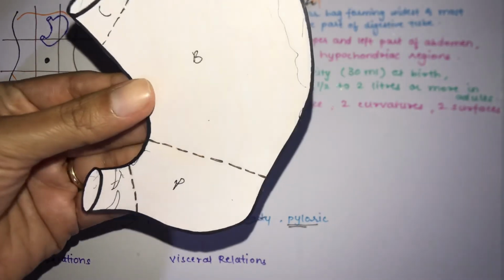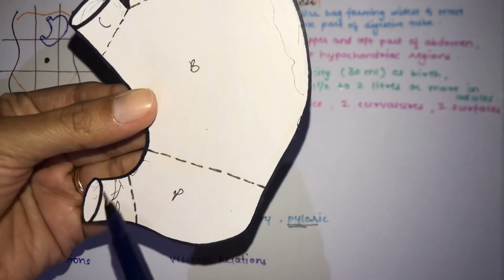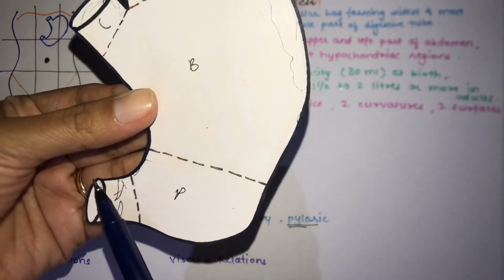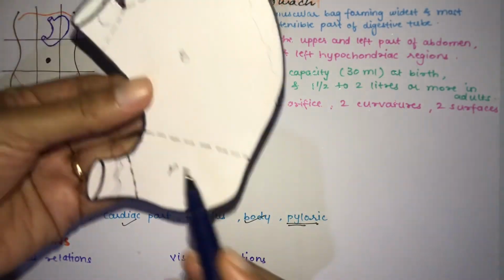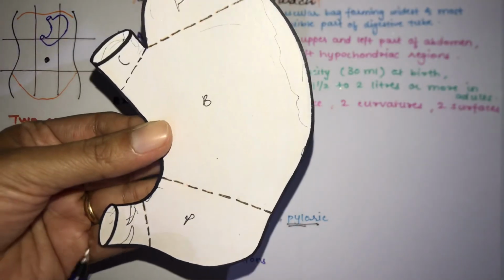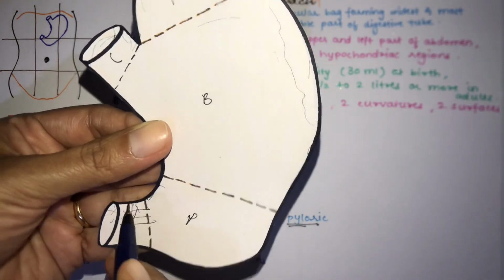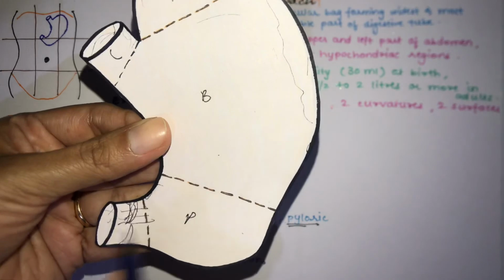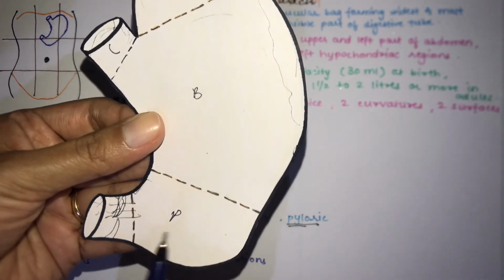This pylorus attaches the stomach to the duodenum through this orifice, that is your pyloric orifice. Now this pylorus region of your stomach is divided into three parts. You have the pyloric canal over here, then you have this pyloric sphincter, and then you have this pyloric antrum. So this is about the various parts of the stomach.